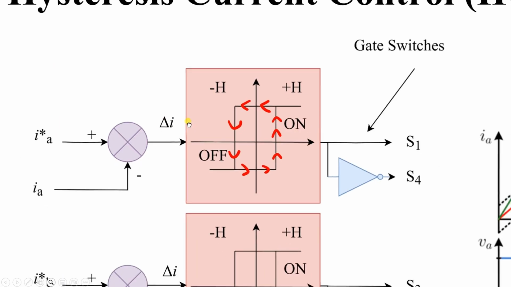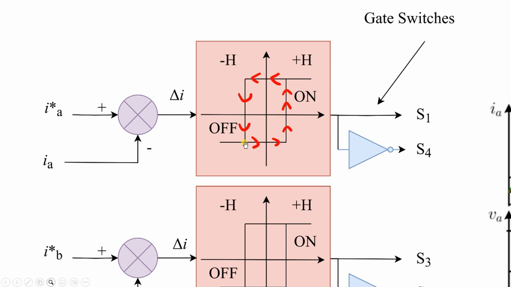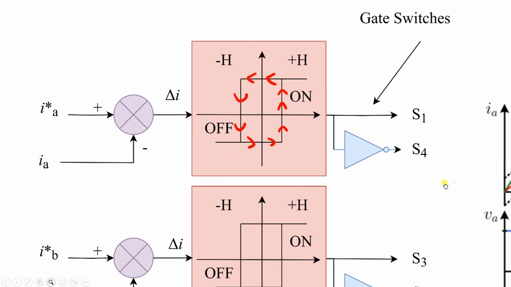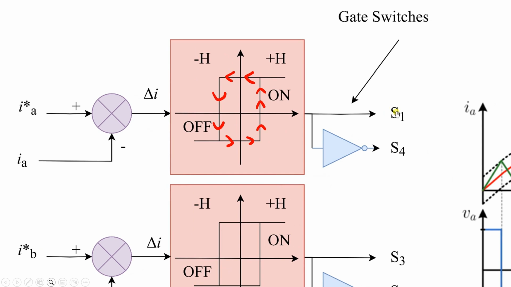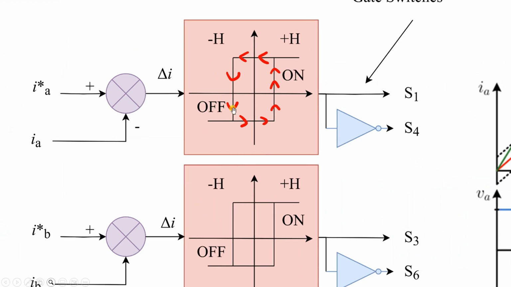So what you will see is that, let's say we were in the off mode at this point. Off means S1 is off and S4 is on, which means we are connected to the negative of the supply. Okay, due to the connection to the negative of the supply, IA will start going down, right? Will start going down.